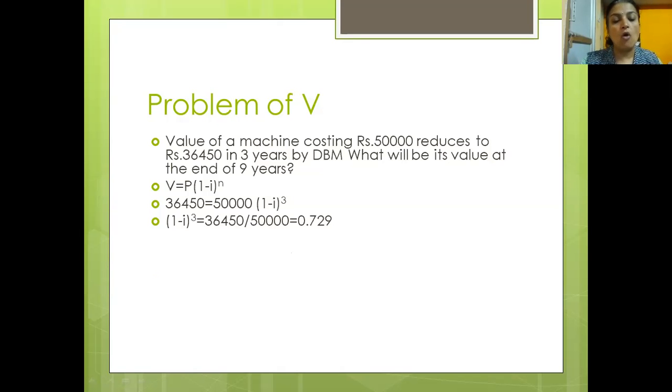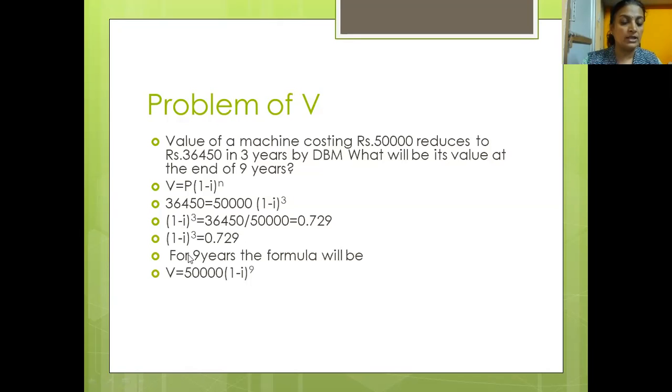We want the value for 9 years. What will be the formula for it? For 9 years, the formula will be V is equal to, we know the P, that is 50,000, into 1 minus I raised to the power of 9. We don't know I, so we are keeping it like that only. 1 minus I raised to the power of 3 we know. It can be converted into 1 minus I raised to the power of 9. How can we do it? 3 into 3, that is 3 squared, will become 9. That means 1 minus I raised to the power of 3 raised to the power of 3 again. That will lead to 1 minus I raised to the power of 9.